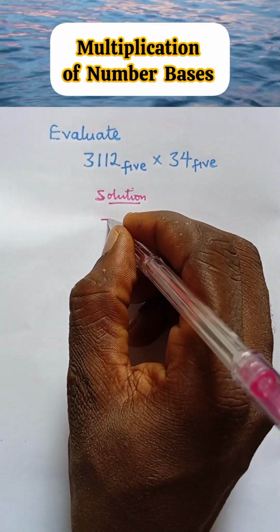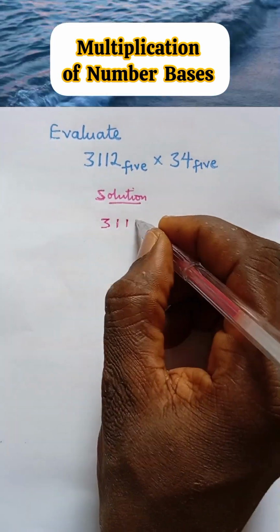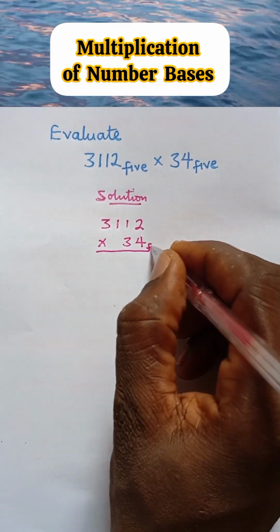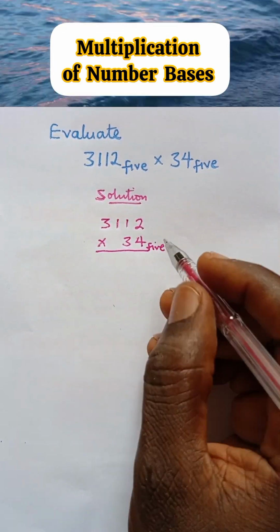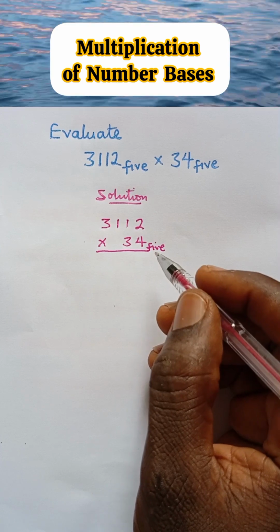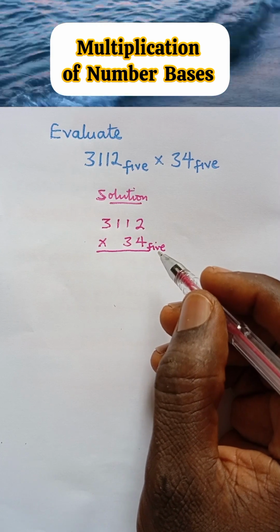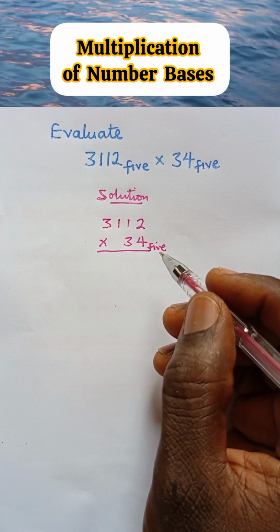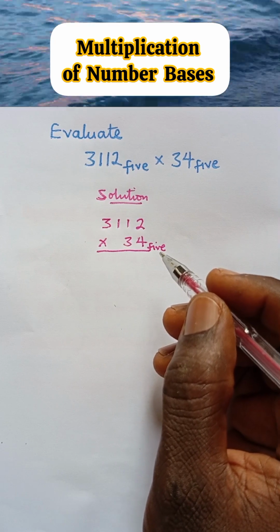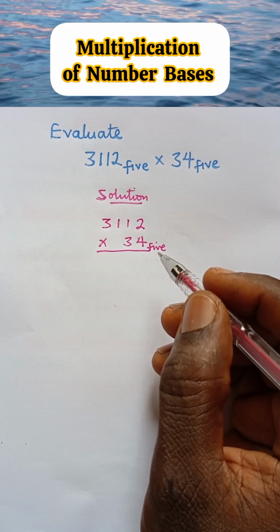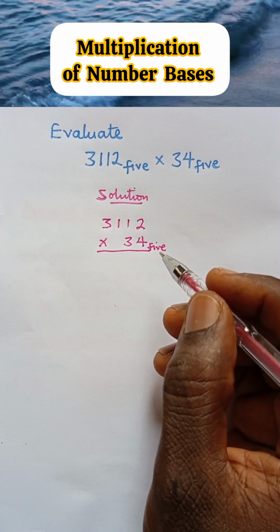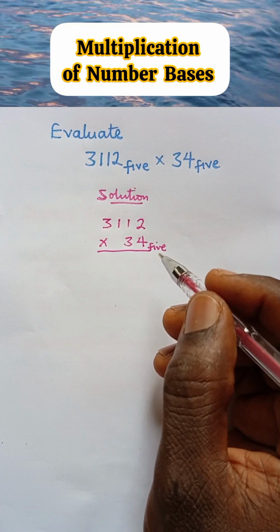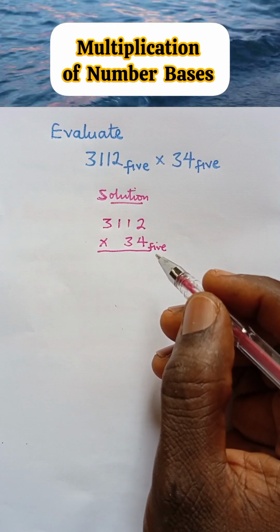Now let us arrange the numbers properly. 3112 multiply 34 in base 5. Now here is the rule. Whenever you add, subtract, multiply or divide numbers and the answer you get is greater than or equal to the base, you don't write down the answer, rather use the base to divide the answer, you put down the remainder and keep the whole number. As we simplify this, you will understand what I just explained.